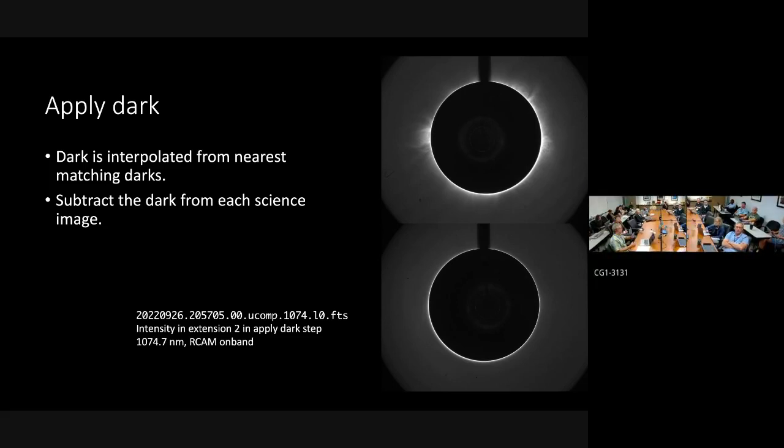The darks are in a different file from the science images, so they're not taken at exactly the same time. You'll have a dark taken, and then you'll go for some amount of time, and then you'll take your science image, and then there might be another dark later on. And so your time in between those 2 dark images is interpolated to create a dark that is subtracted from the science image.